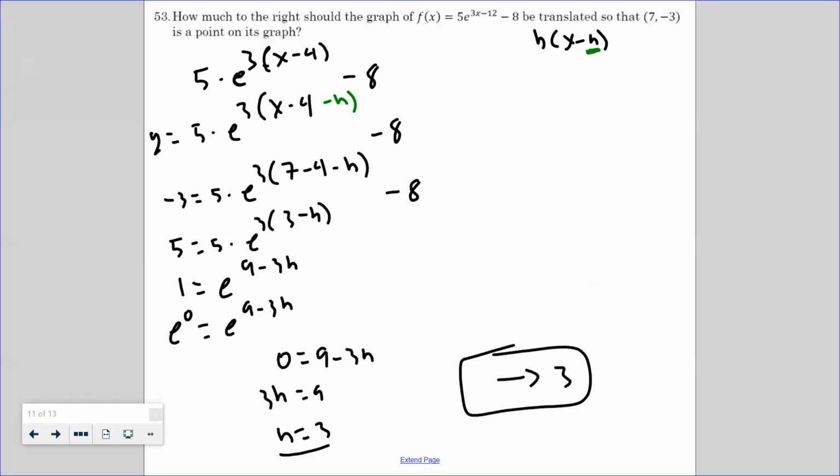All right, there you go. Any questions on this problem? Are we okay here? Are we ready to keep going?